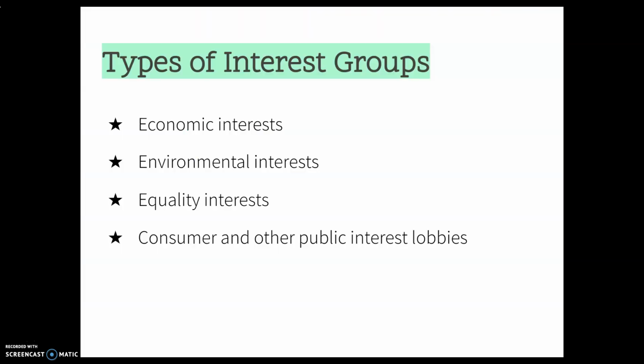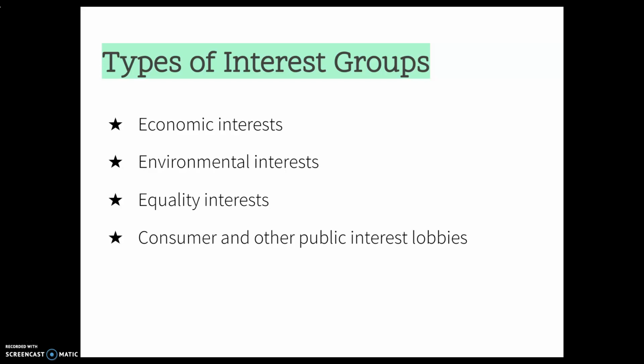So to begin with, there are four major and distinct types of interest groups: economic interests, environmental interests, equality interests, and consumer and other public interest lobbies. So we're going to look through each of these piece by piece. Now, economic interests we're actually going to further subdivide into two categories: labor and business.